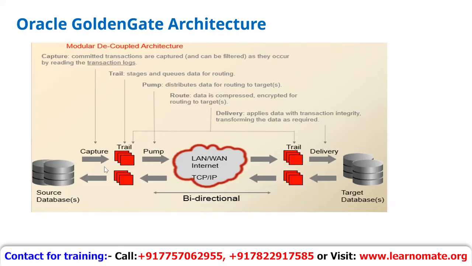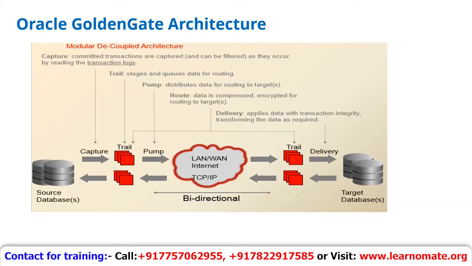Pump process reads the data from local trail, writes to remote trail. The replicate process reads the data from remote trail and applies it to target database. So each process is independent of each other, but for data, they are dependent.